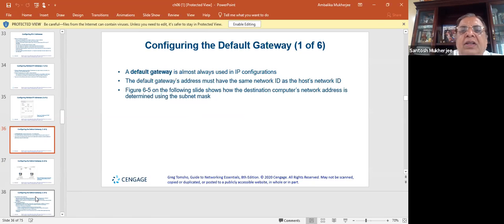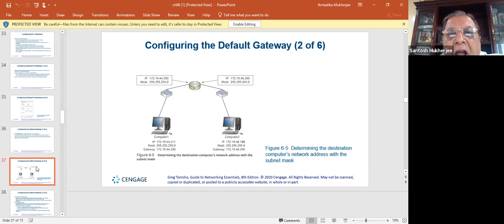The slide shows how the destination computer's network address is determined using the subnet mask. See how the default gateway means each and every networking IP address has to go through the default gateway system. What does it do? It basically finds out which is relevant and which is not relevant, because when it is broadcast, it goes to the entire network. Now the job of this default gateway is to filter the right information at each and every point of contact of the IP address.